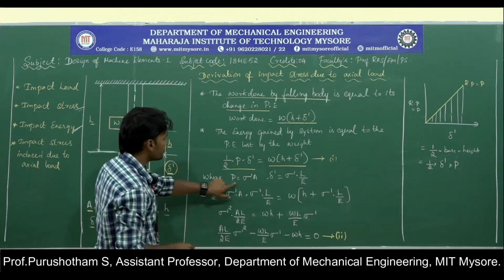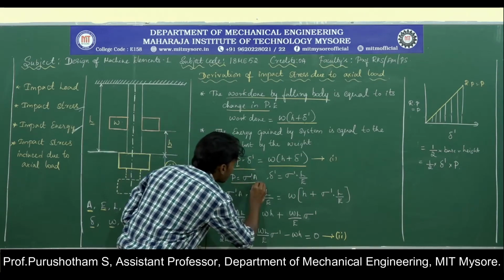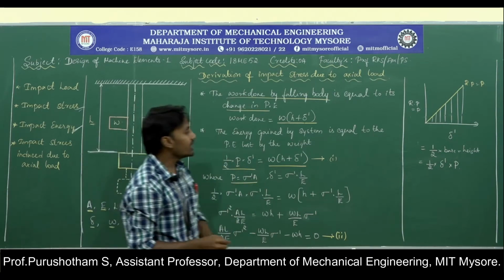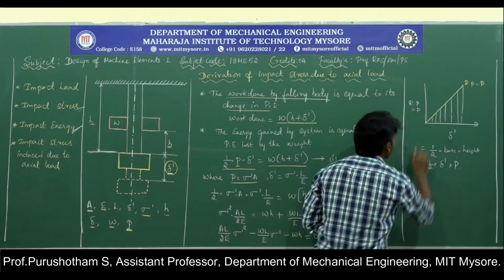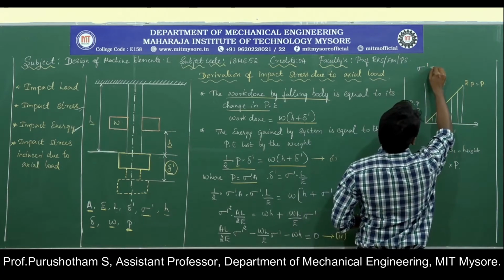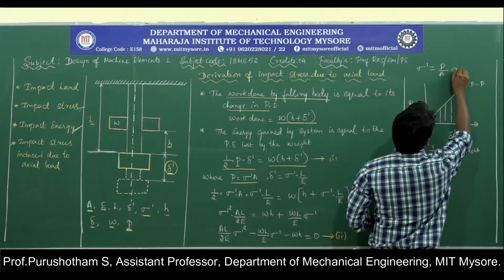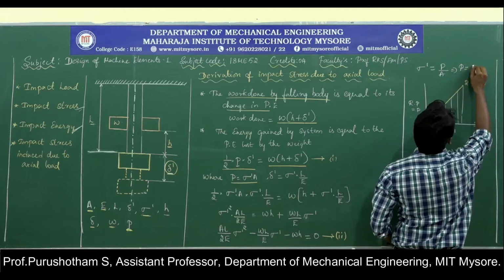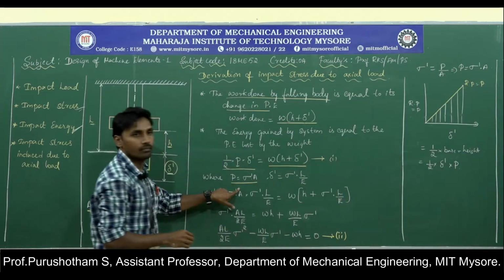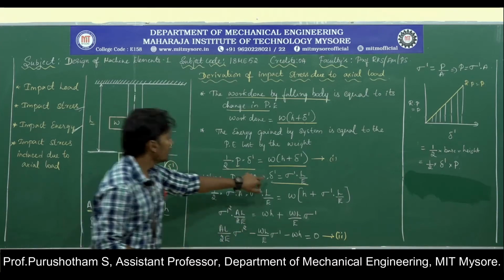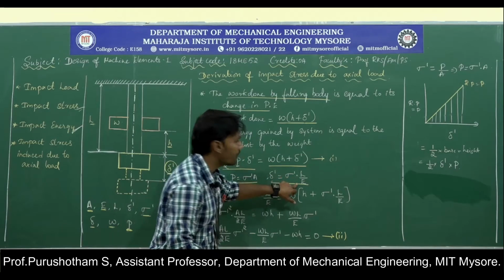Now in this, the load P is given by sigma dash into A, as we know sigma dash is given by force by area. So P is given by sigma dash into A, which is shown here. Next, delta dash is equal to sigma dash into L by E.